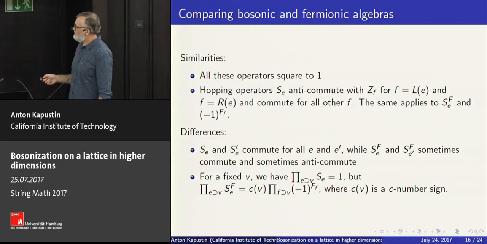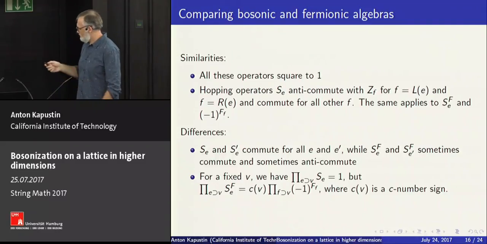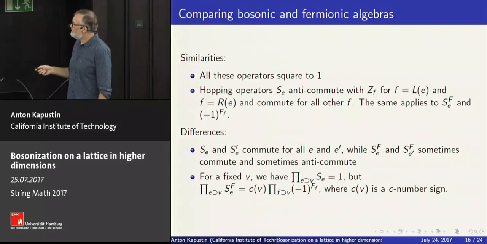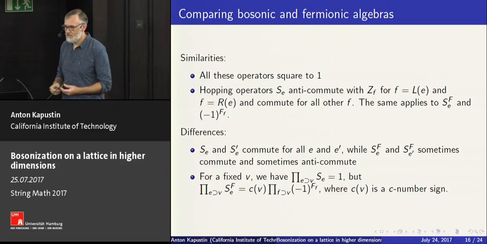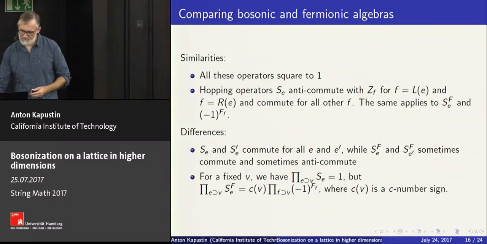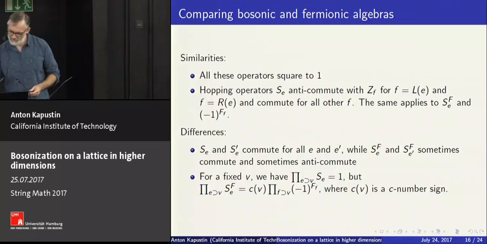And then there's another constraint. Consider a particular vertex and all the edges issuing from it. If you look at the bosonic hopping operators, it's quite clear that the product over all the edges issuing from a vertex is just one. But for this fermionic guy, it's something more complicated. There's some overall sign, and then there's a product over all fermion parity operators on each face entering this vertex. So that's quite different. This sign can again be written explicitly, but I won't try to do it. It's kind of elaborate.